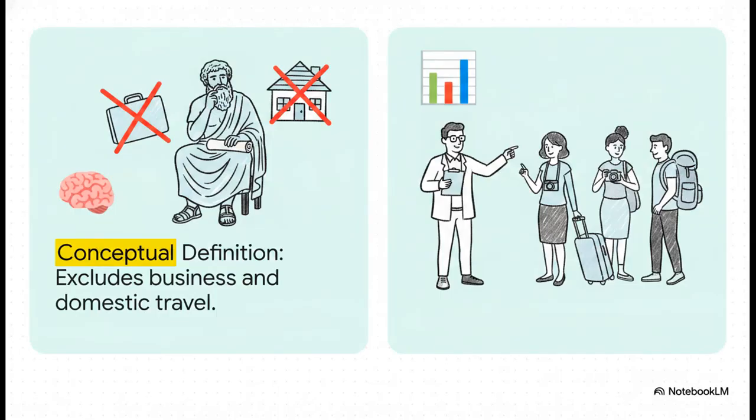There's a fascinating contrast here between the philosophy of tourism and, well, the math. Back in 1942, scholars Hunziker and Kropf came up with a conceptual definition that explicitly excluded business trips because they were connected to an earning activity. It even excluded domestic travel. But national statistics offices, they can't work with that. They need an operational definition to actually count heads. They don't care about philosophy, they just need to know who's a visitor, who's staying overnight as a tourist, and who's leaving the exact same day as an excursionist.